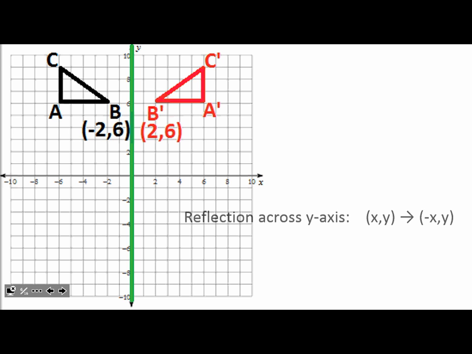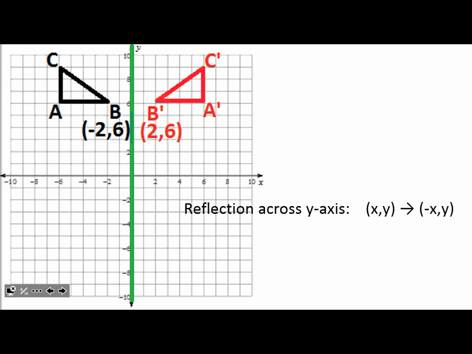So do me a favor and copy the next group. Reflection across the y-axis: (x, y) becomes (negative x, y). So reflection across the y-axis, (x, y) becomes (negative x, y).